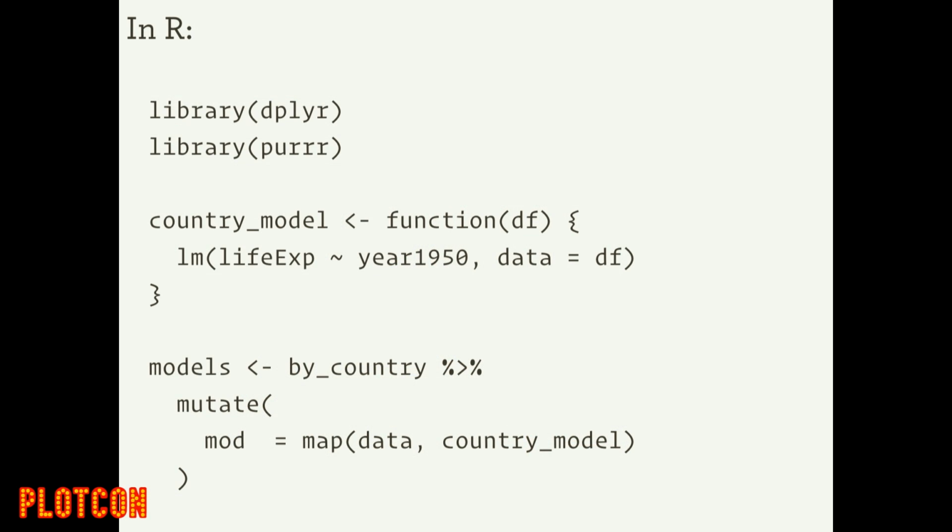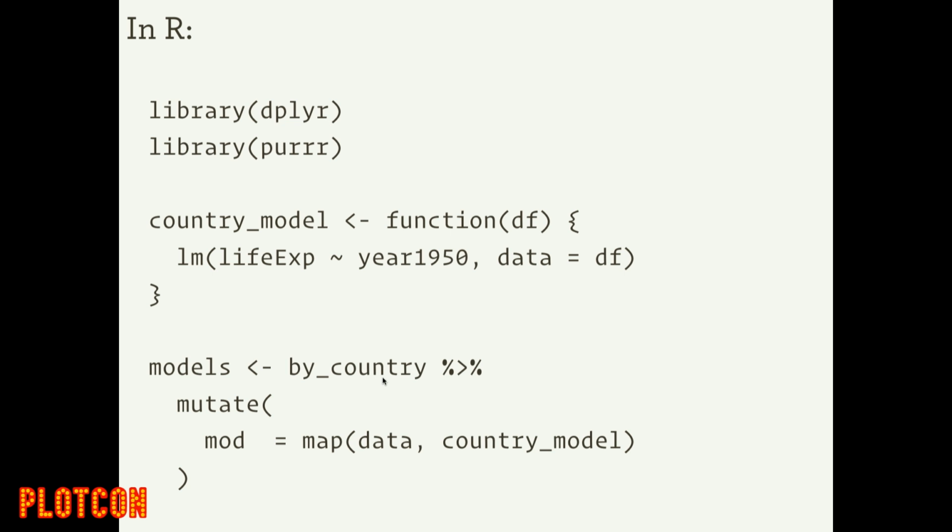And so if we're going to do that in R, we're going to combine together two tools. We're going to combine together dplyr, which we use for working with data frames, with purrr to do something to each of these data frames. So I'm going to start just by creating a little function. This is the function that's going to take a data frame as input and return a model as output.